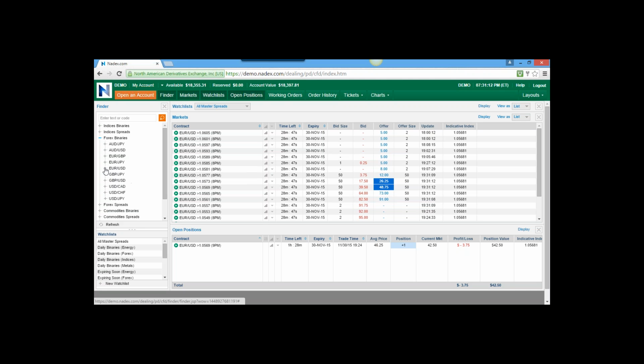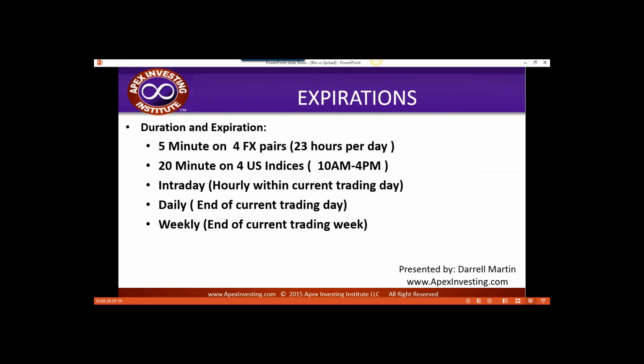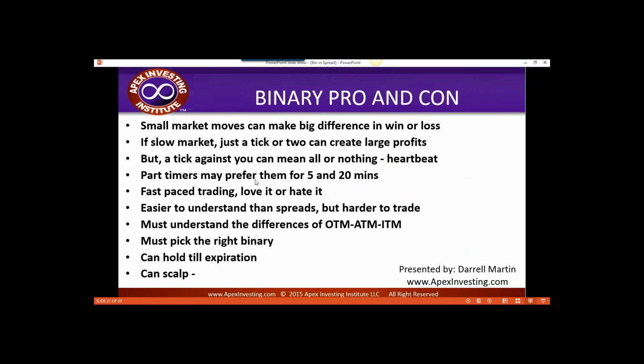Okay, so you can see these change. At night they might be a certain amount wide. In the afternoon they might be a little different. In the mornings they might be real close. It all depends on what's going on. That's just how the option markets work there. Okay, so all kind of different binary options there to choose from with different expirations.